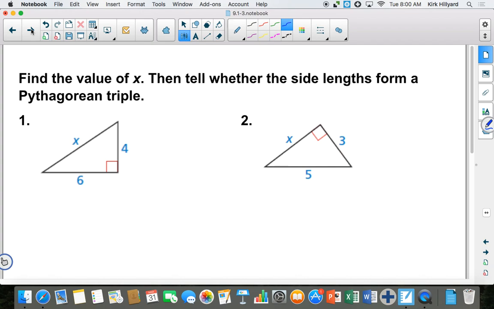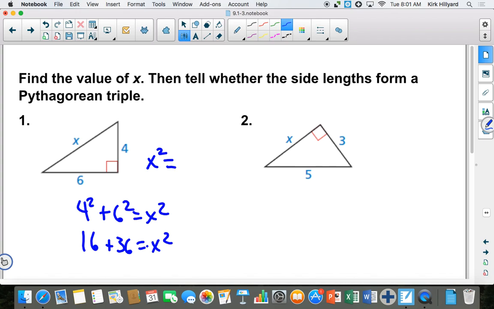Here's just a couple practice problems. Once again, we've already done these. 4 squared plus 6 squared equals x squared. So we have 16 plus 36, and we get x squared equals 52. So x is the square root of 52.